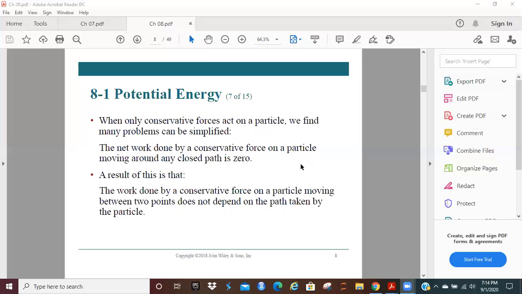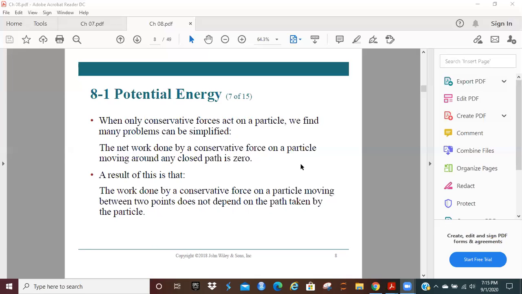What that means is that the work done by a conservative force on a particle moving between 2 points doesn't depend on the path. Conservative forces are not path dependent. Non-conservative forces such as friction are path dependent. There's a real easy way to look at that, because if I take a box and scoot it across the floor, it is not true that any path I take from one point to the other will require the same amount of force.